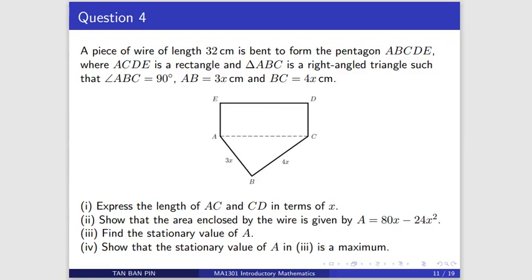In this question, you have a piece of wire of length 32 and you want to bend it to form a pentagon, which is shown in the diagram here. And you are given that ACDE is a rectangle.